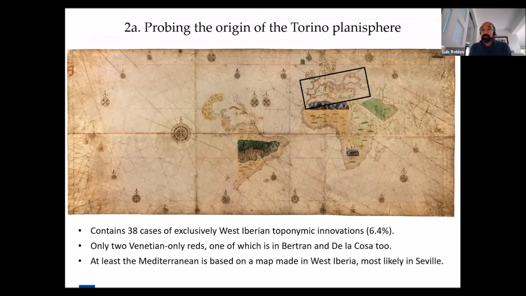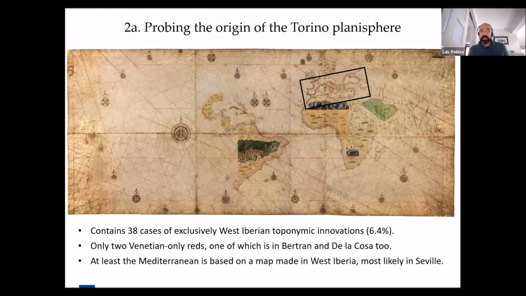Then I applied it to a question that I was asking myself. So what is the origin of the Torino planisphere? We all think it's somehow based on cartography made in Seville, but its style is quite different. I mean, its artistic style is quite different from any extant chart made there. So could it be a chart made in Italy, for example, out of information collected in the Iberian Peninsula, but by local craftsmen or with local data for the Mediterranean?